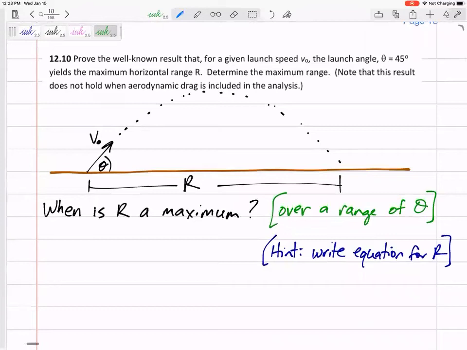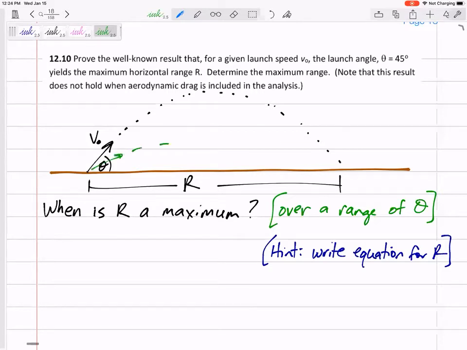Prove the well-known result that for a given launch speed, the launch angle of 45 degrees yields the maximum range. Do y'all know that? If you want to launch something as far as you can, if you're starting and ending at the same height, you need to launch it at 45 degrees, right? Y'all think it kind of makes sense.